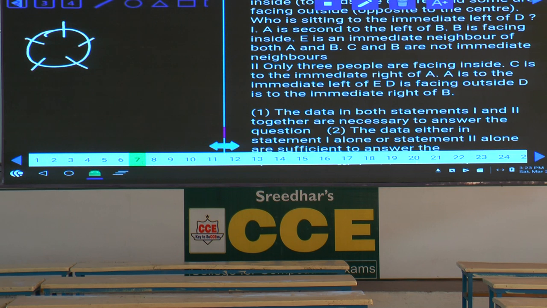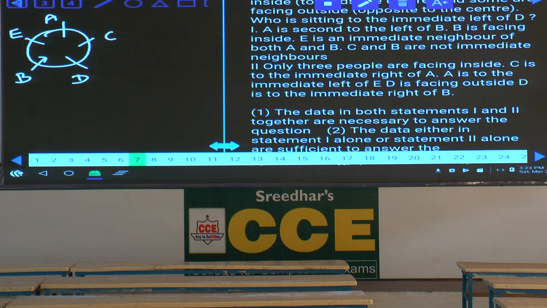Now we need to find out the person who is to the immediate left of D. Then condition number 1, A is seated second to the left of B. B is facing inside. Now B is here. A is seated second to the left of B, so A is here. E is an immediate neighbor of both A and B, so E must be here. And C and B are not adjacent to each other. C at this place, D at this place. Then what is the question here? Who is sitting to the immediate left of D?